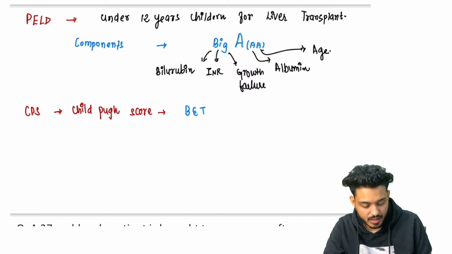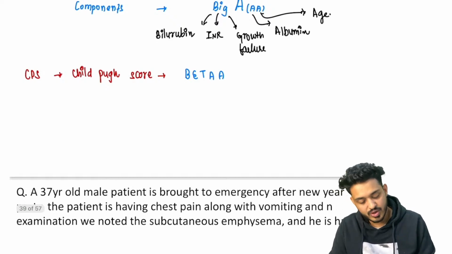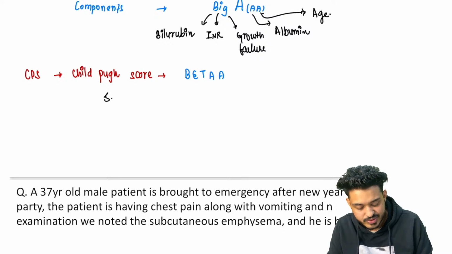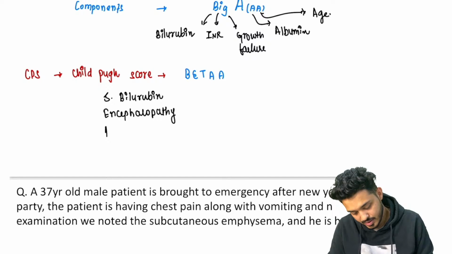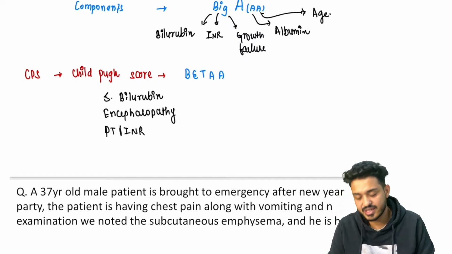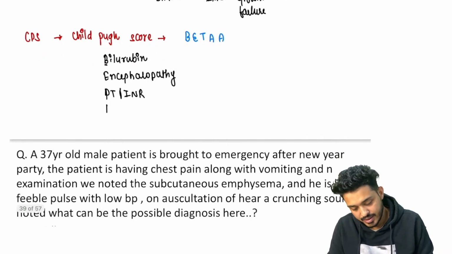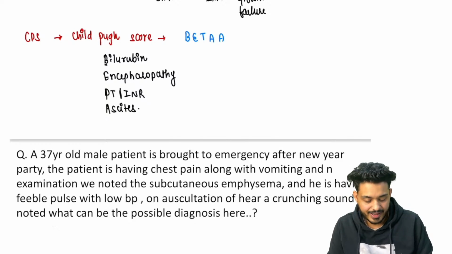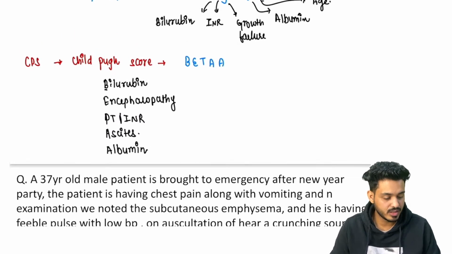It is going to be your beta. Okay beta, देखो. So what are the things we will be having here? As for serum, bilirubin will be there. E for encephalopathy. Encephalopathy is a component, right? T for PT. You have to remember this one, PT. T याद रखना पड़ेगा बस, ठीक है? Simply you can remember bilirubin, right? A for ascites is a component, and A for albumin is also a component, right? So that is going to be your child pug score.